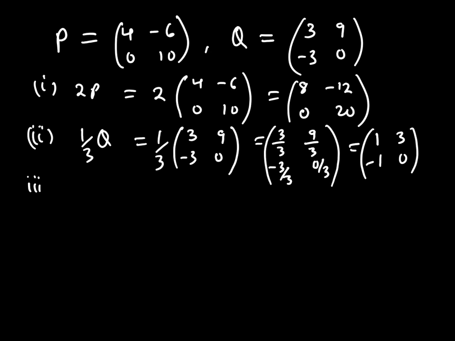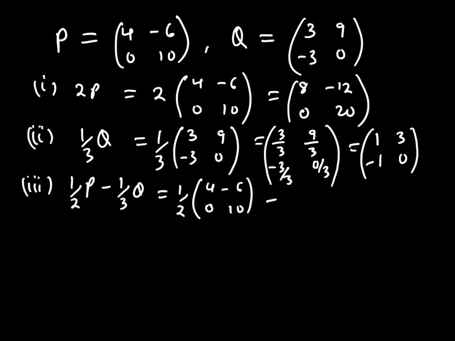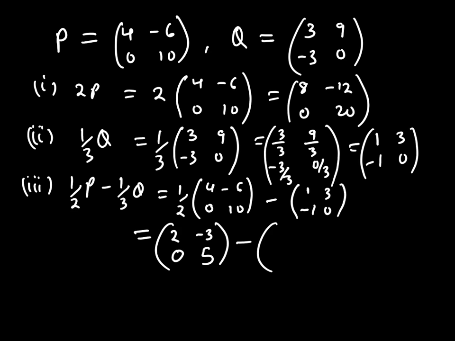Then the third is, they want us to look at a half of P minus a third of Q, which is a half of matrix P, 4, minus 6, 0, 10, minus a third of Q. We already have it as 1, 3, negative 1, 0. So what do we get here? 4 by 2 is a 2. Negative 6 by 2 is a negative 3. This is 0. This is a 5. Then take away 1, 3, negative 1, 0.